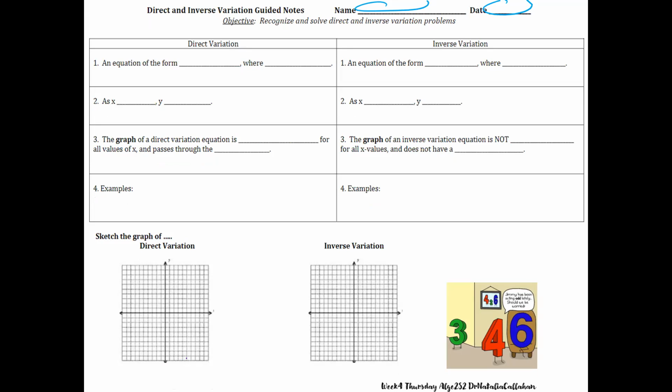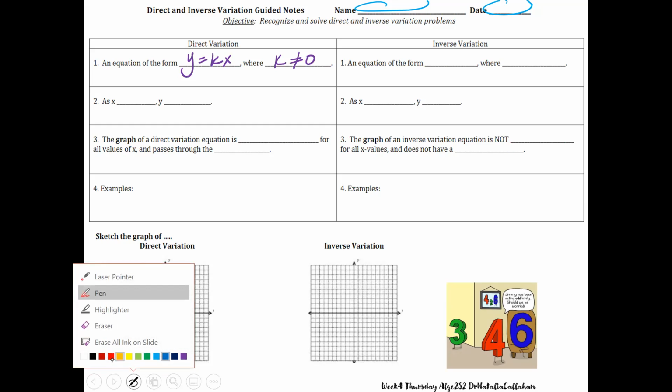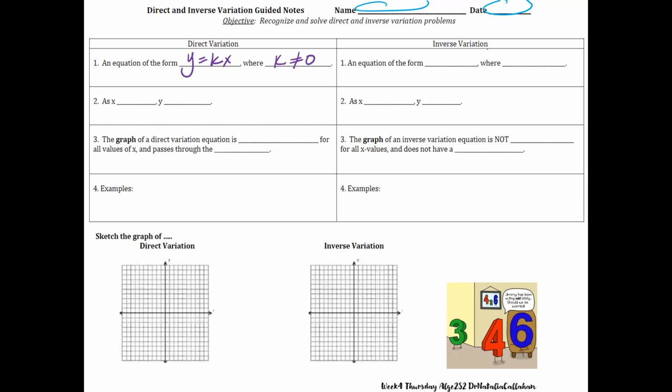So first things first. On the left side is direct variation, an equation in the form of y equals kx, where k cannot equal 0. I should go ahead and compare it left and right. So on the right side is your inverse variation. It's an equation in the form of y equals k divided by x. And again, k cannot equal 0.